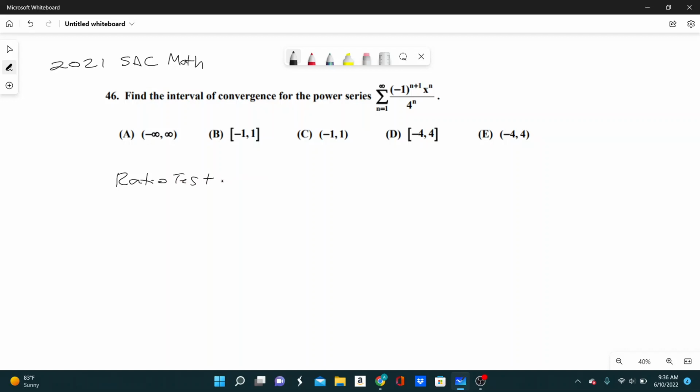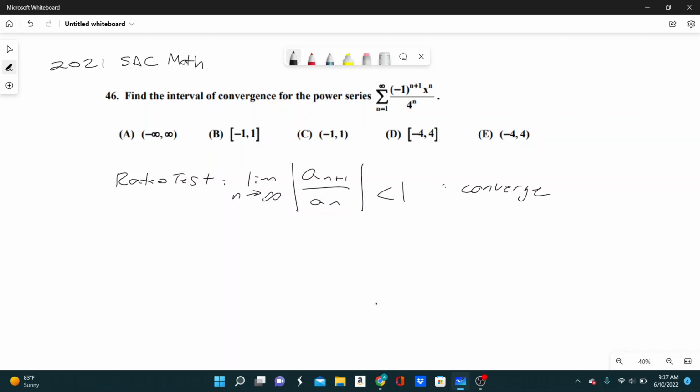And what the ratio test tells us is that if we take the limit as n goes to infinity of the absolute value of a sub n plus 1 over a sub n, and that value is less than 1, then we know that this will converge. Another note, if it's greater than 1, we know it's going to diverge, and if it's equal to 1, then we have to use some other test to figure that out.